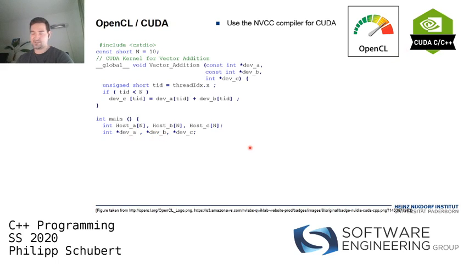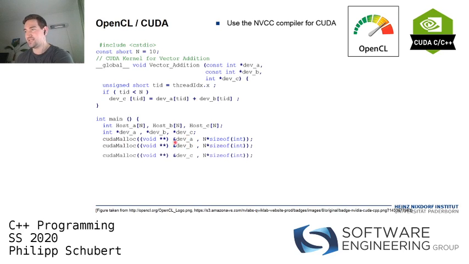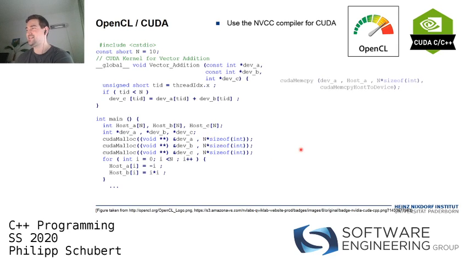The GPU's memory is different from the main random access memory on your machine. That means you also need to do some allocation on the graphics card, which in CUDA you do with cudaMalloc. So you allocate some data on the graphics card. Let's initialize the host data with some arbitrary data, such that we have some data in it.